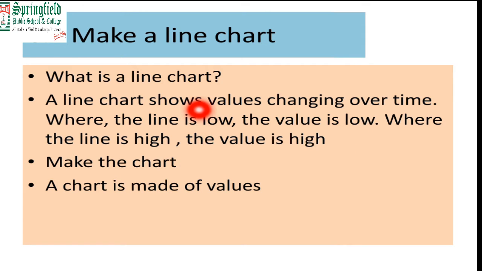When we have a high value, our graph touches the high value. If it is low, then it is toward the bottom side. Okay, make the charts, and a chart is made up of the values. We select the values, we check the columns, and we will display it on the charts. Okay, like in this way.